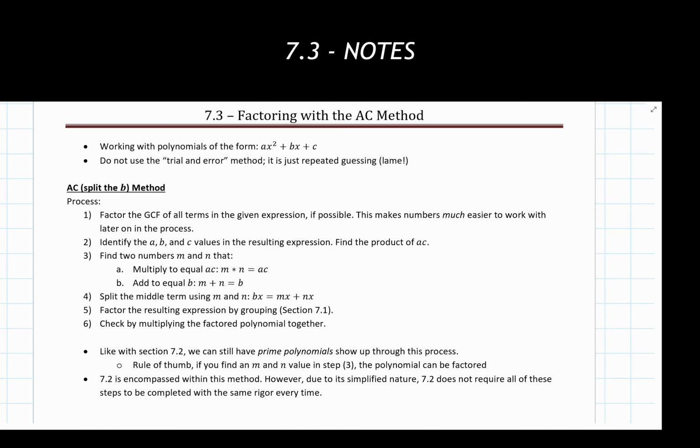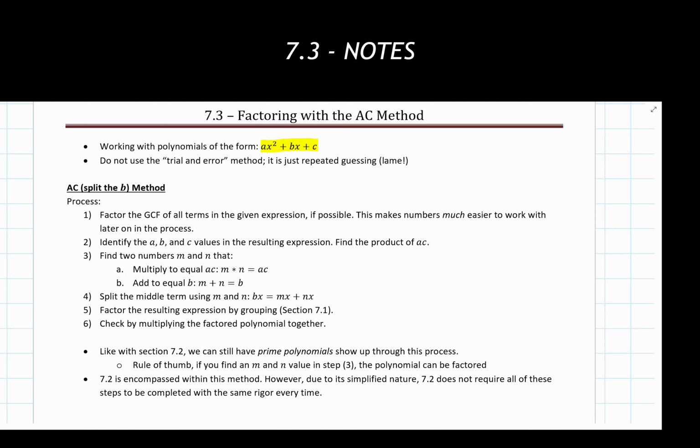Now the main instances we are going to be using this are when we have a polynomial written in the form of ax squared plus bx plus c. A, b, and c in this instance are integers, sometimes they're fractions, sometimes they're decimals, but more often than not for what we're going to be seeing in this class, we're going to be seeing them as integer numbers. They could be positives, they could be negatives, but we're going to have integers for the most part with these.